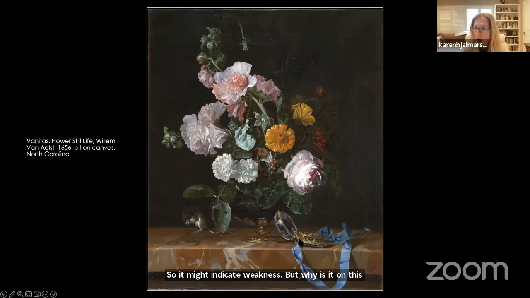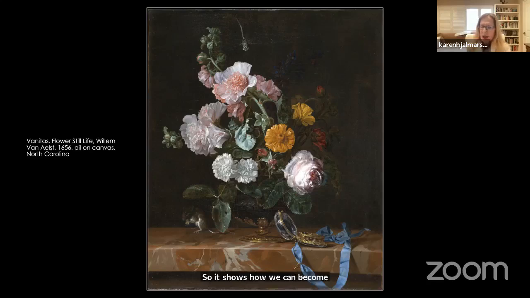We have a pocket watch with a ribbon, a beautiful blue ribbon. And again, these different flowers, it looks like chrysanthemums, rose, maybe tulip. I don't really see them. But so it shows how we can become powerless. It does show the passing of time and the ephemeral quality of a dragonfly wing.